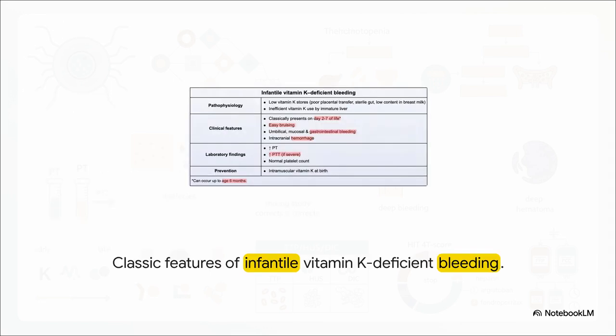And don't forget newborn physiology. A baby who misses their intramuscular vitamin K shot at birth is going to classically present with bleeding on days 2 through 7 of life. Infants have super low vitamin K stores to begin with because it doesn't cross the placenta well and their gut is sterile. Without that preventative shot, they are at huge risk for severe umbilical, gastrointestinal, or even intracranial hemorrhage.